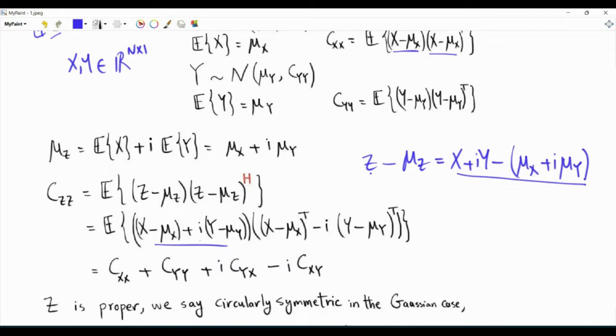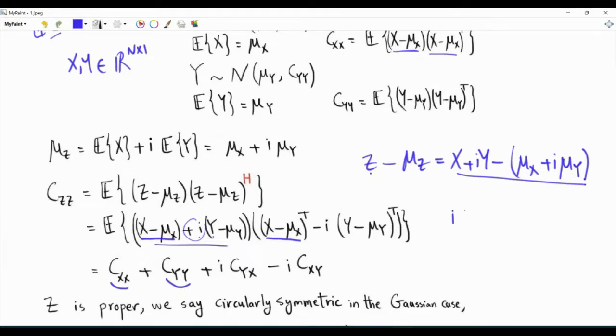Now we multiply the two brackets, and so we get X minus its mean vector, and from here X minus its mean vector transpose. When we multiply and apply expectation, that's the covariance matrix of random vector X. Plus I times minus I, that's 1. And then we have Y minus its mean vector times Y minus its mean vector transpose. Apply expectation. This is the covariance matrix of the real valued random vector Y. That's CYY. Then we will get cross terms.